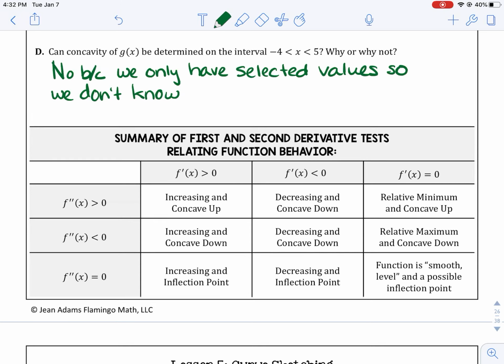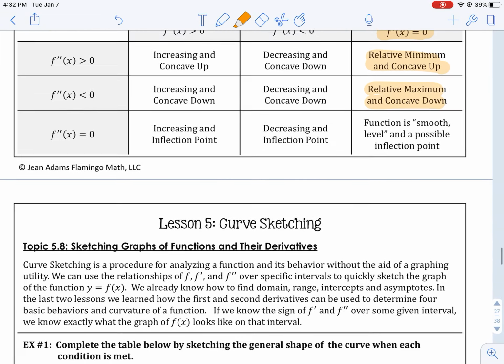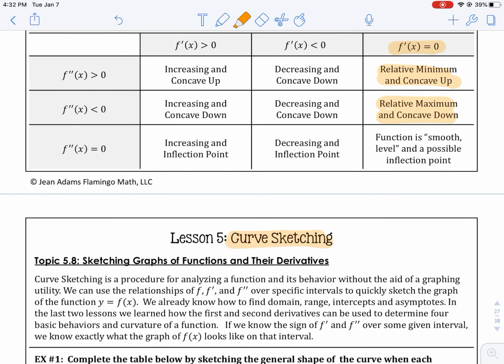So basically we know this is a nice table and we're going to talk more about it next time. But when the first derivative equals 0, we're going to have critical values. And then if the second derivative is greater than 0, it's relative minimum because it's concave up, relative max are concave down. And then you can see where it's increasing concave up, decreasing concave down.